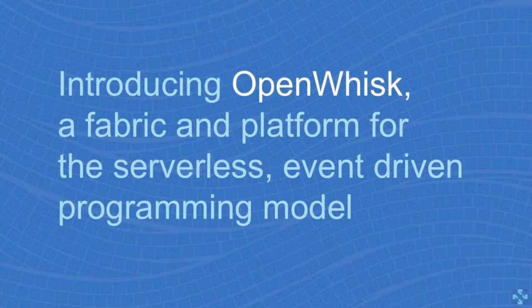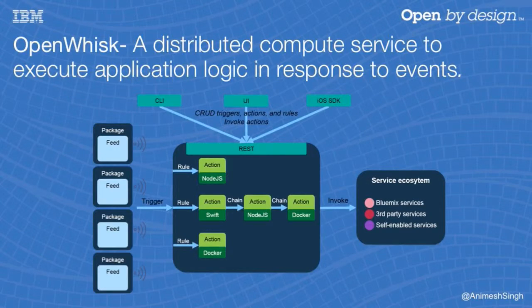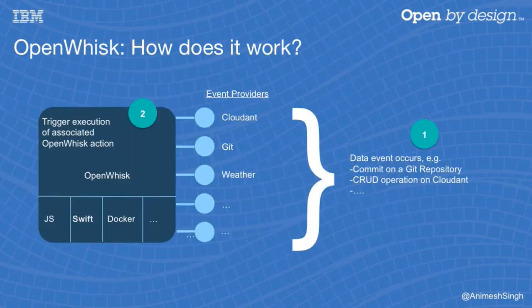So I want to introduce OpenWhisk, which is a fabric and platform for the serverless event-driven programming model. It's open source on GitHub. It allows you to execute application logic in response to events. Those events can be triggered by external actions, or they could be explicitly invoked using HTTP calls, either through the CLI or through the APIs which are provided. Based on those events, certain actions are executed, and the actions can be written in different languages.